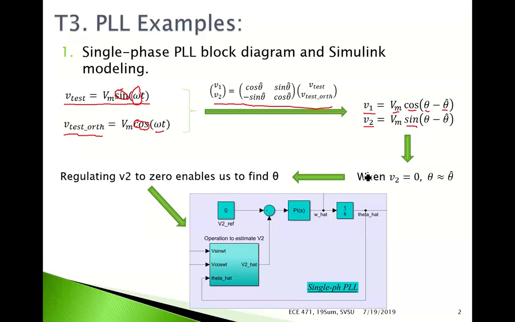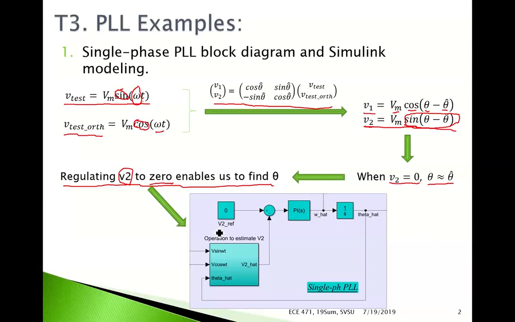By carefully observing V2 here, we can tell that if V2 is equal to 0, then sine of theta minus theta hat is equal to 0. Then we can basically say theta is equal to theta hat, or they're very, very close. So this is successfully tracking the tested signal position angle. So what we really need to do is, in real time, keep regulating V2 to be 0, so that we can keep tracking theta by estimating theta hat.